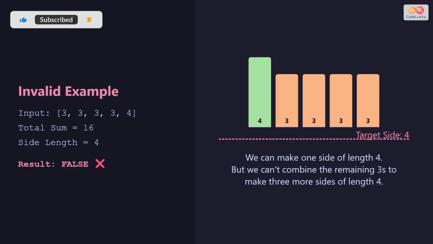Now consider this invalid case. We have 4 3s and 1 4. The sum is 16, and the target side is 4. We can make one side with the length 4 stick. However, we are left with 4 sticks of length 3. There is no way to combine these remaining 3s to form the other 3 sides of length 4.